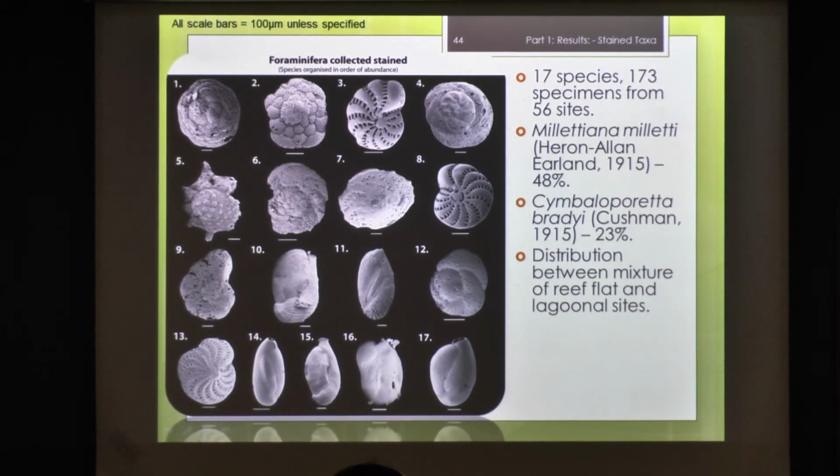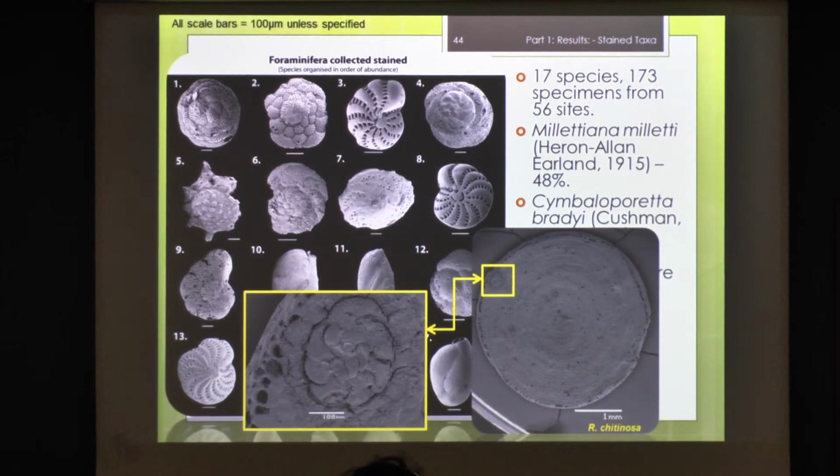So I looked at, as I said, live assemblages, but I didn't collect algae for forams, I just collected sediment. So I only had 17 species of living forams from 56 of my sites. The most common were Miliammina milletti and Cymbaloporetta bradyi, and their main distribution was a mixture of reef flat and lagoonal sites.